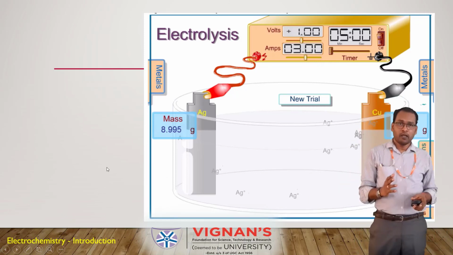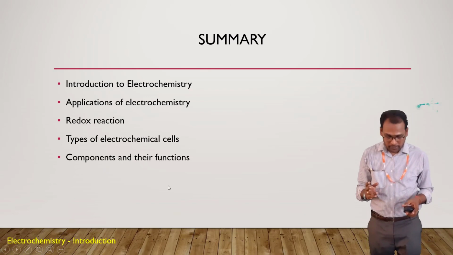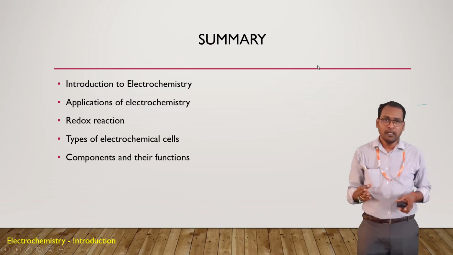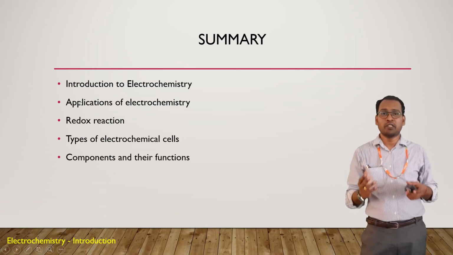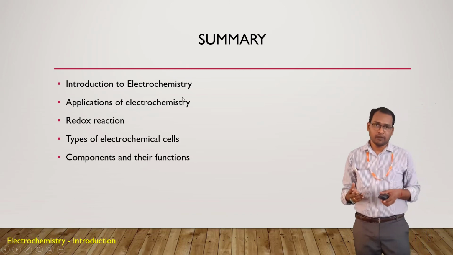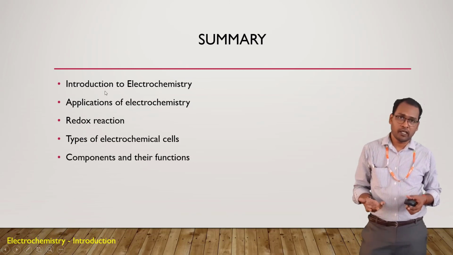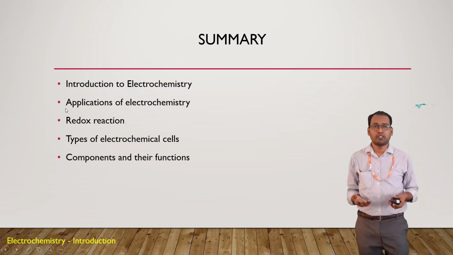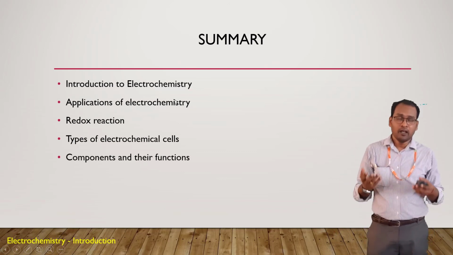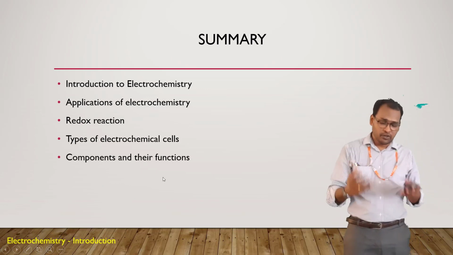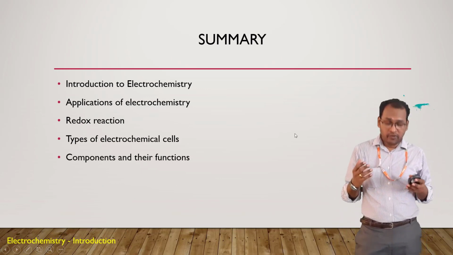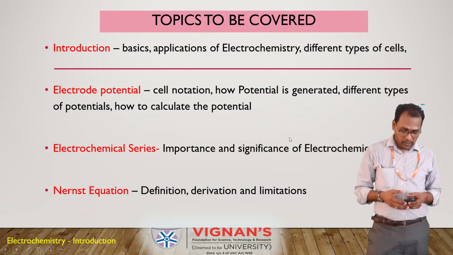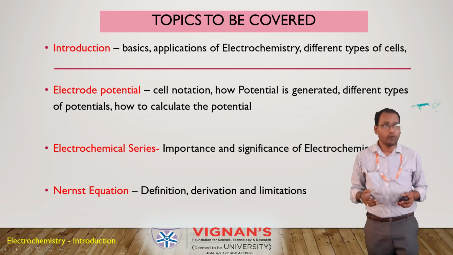Before winding up today's class, we will see a summary of whatever was taught today. We started with the definition of electrochemistry, and then we saw the different principles or different types of cells available, and we saw what a redox reaction is. We also saw different types of applications where electrochemistry is used. These are some of the things we saw in this class, and we will proceed with the other topics in the coming classes.